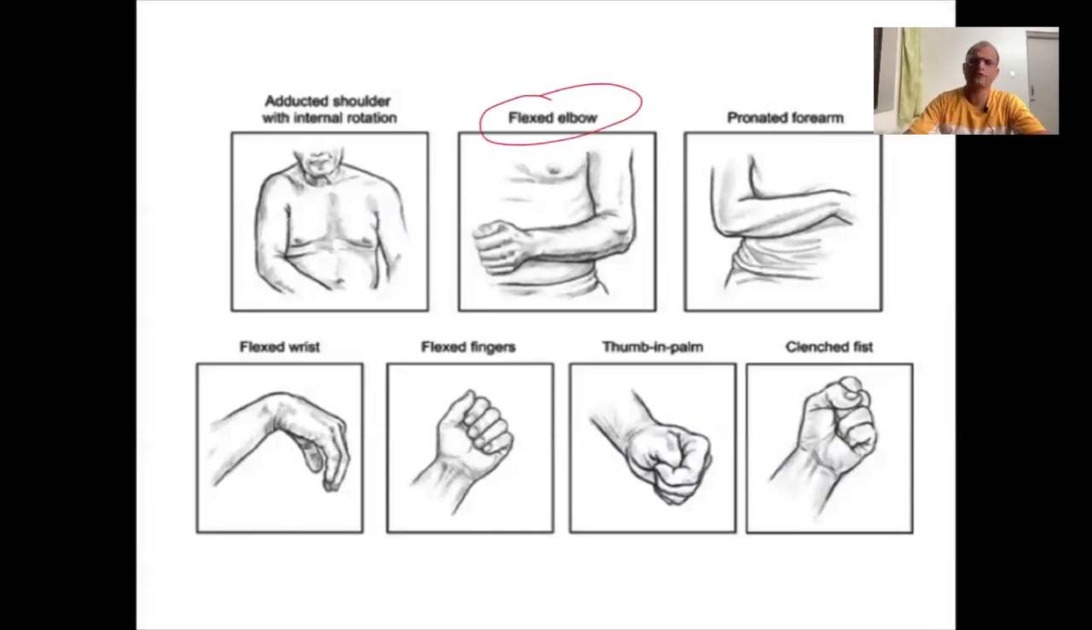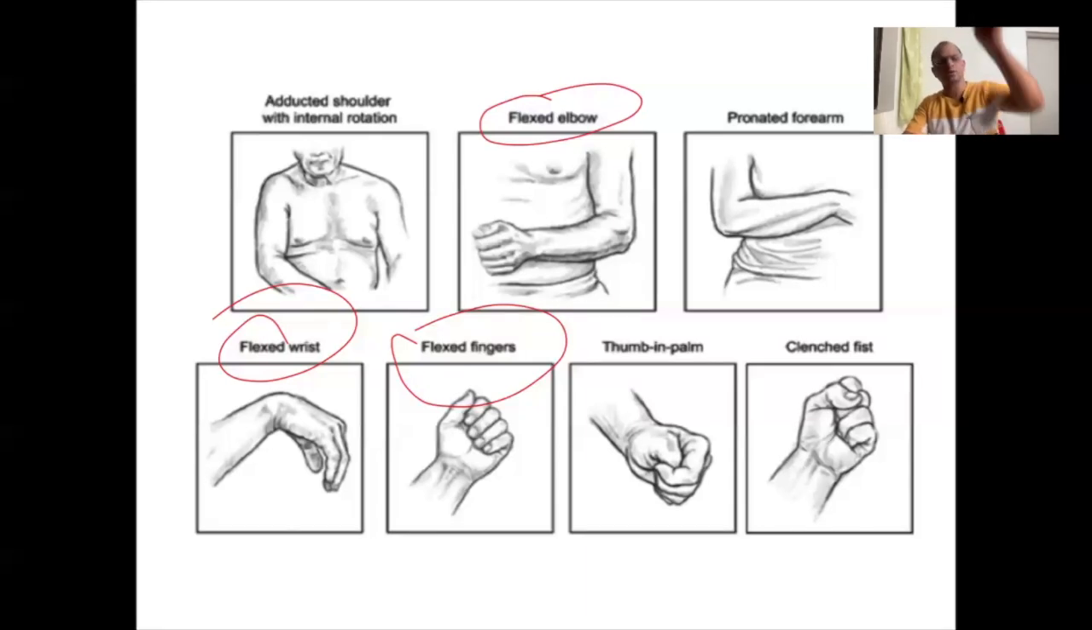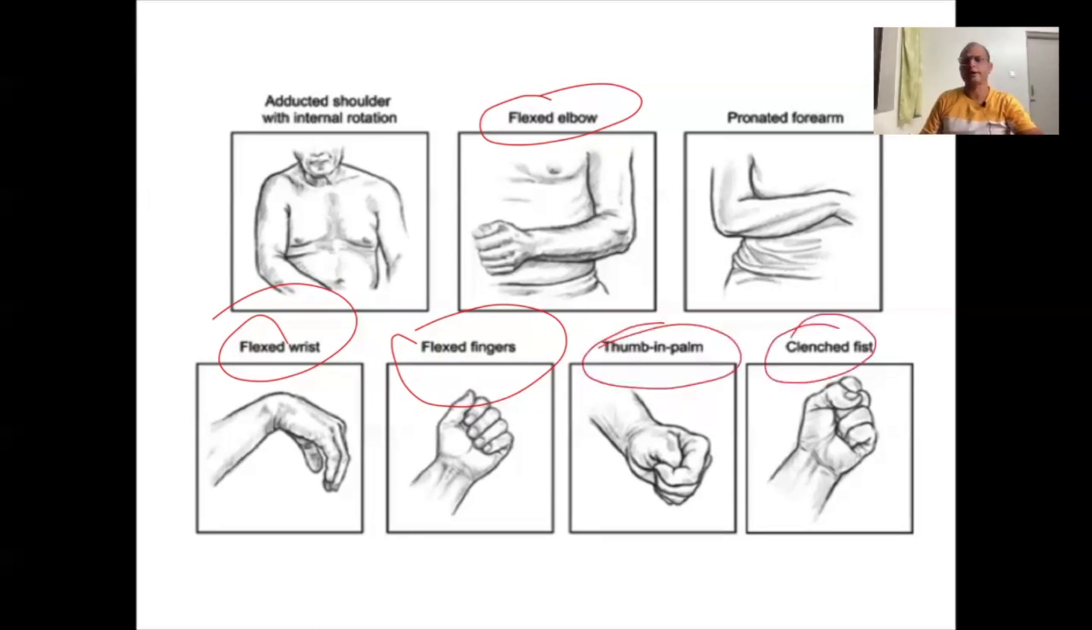We can see flexed elbow. Flex हो गई elbow, आराम से खुलती नहीं है. There is a flexed elbow. Flexed wrist. Flexed fingers. Right? And the thumb is going inside. अंगूठा भी अंदर जा रहा है. Thumb is moving inside. We can see thumb in the palm. And clenched fist. मुठ्ठियां बंधी हुई. Arm in the pronation. So in this way, these all are spastic conditions.